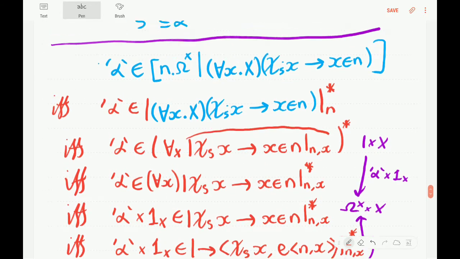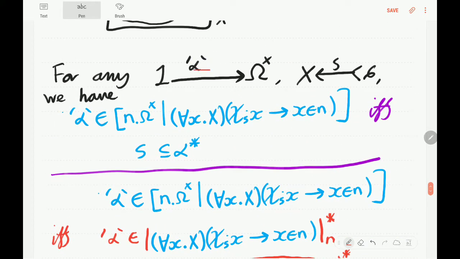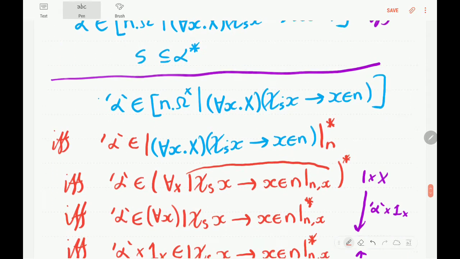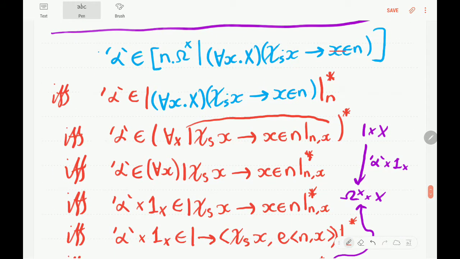So let's go then. We suppose that we have this point, name of alpha, of omega to the power of X, and let's suppose that it's in our extension here. Well, another way we could say this is that name of alpha is in the subobject classified by for all x, chi S of x implies. So another way we can say this is that name of alpha is in the extension of the interpretation of for all x, chi S of x implies x in N.